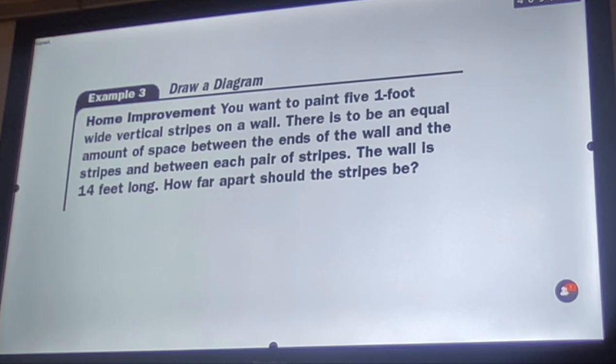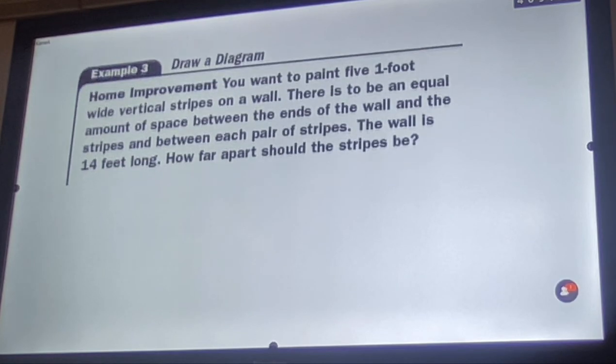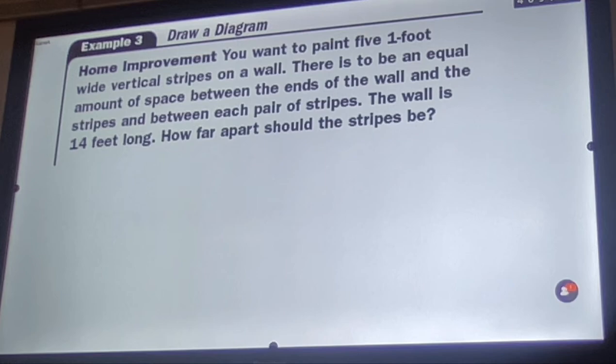The wall is 14 feet long. How far apart should the stripes be? Does anybody ever try to put stripes in your room, whether they're vertical or horizontal? No, it's a lot of planning. You need to know how long the wall is, and then you really do want everything to be very equally spaced. Otherwise, it'll look a little odd. Which, hey, if you're all right with it looking off, that's fine.